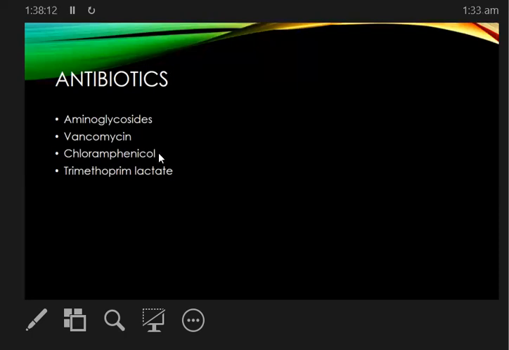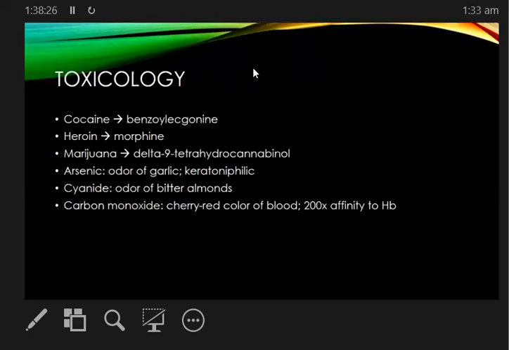Chloramphenicol, you can encounter this in hematology. This is an antibiotic that is associated with aplastic anemia. So those are other things that you have to remember. Last, toxicology.